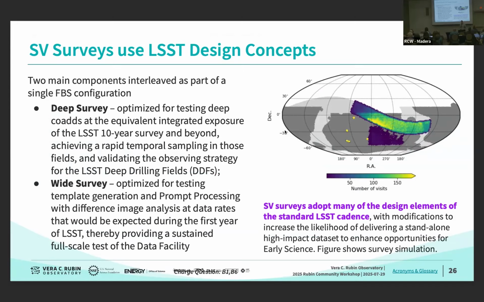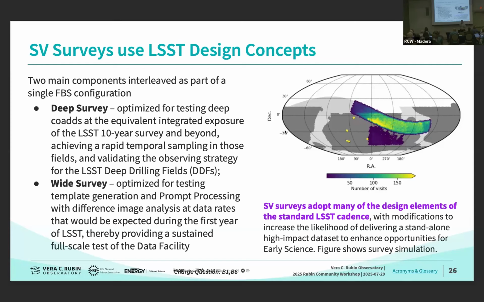The deep survey is optimized for testing deep coadds at the equivalent integrated exposure of the LSST 10-year survey depth and beyond that. They have a rapid temporal sampling in those fields, and they're used for validating the observing strategy for the deep drilling fields. And you can see those deep drilling yellow dots across the map there.